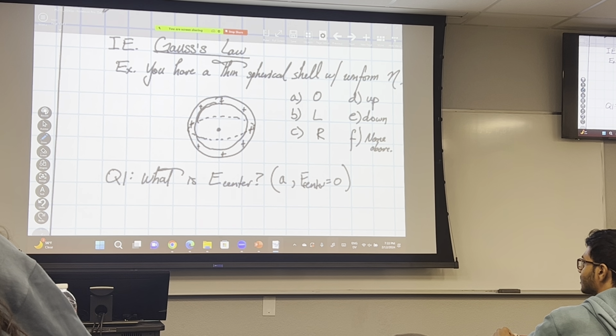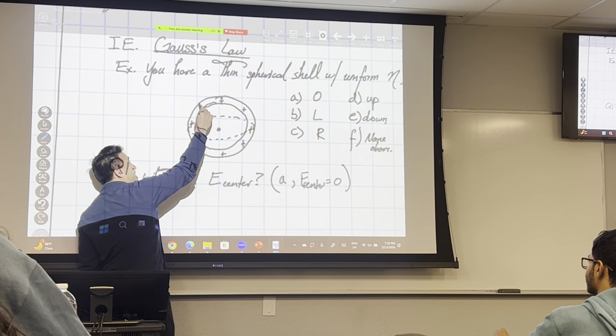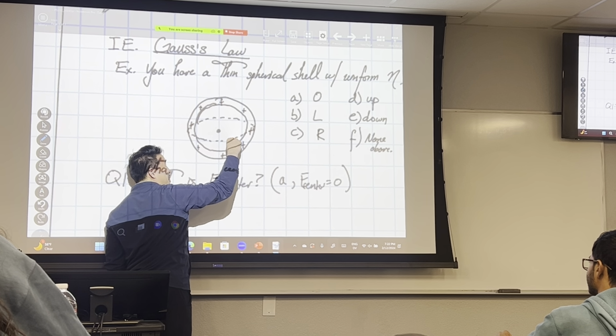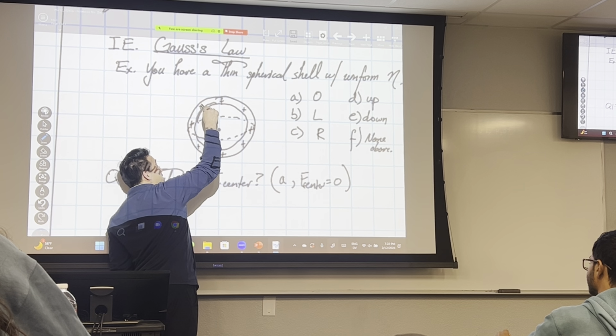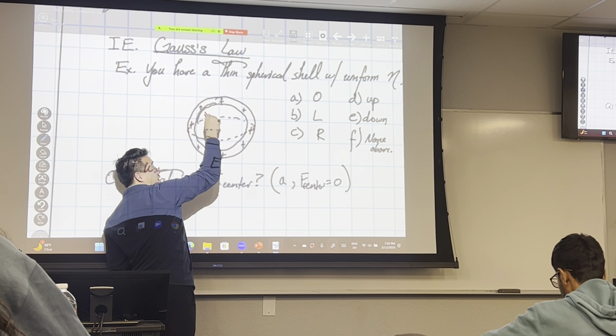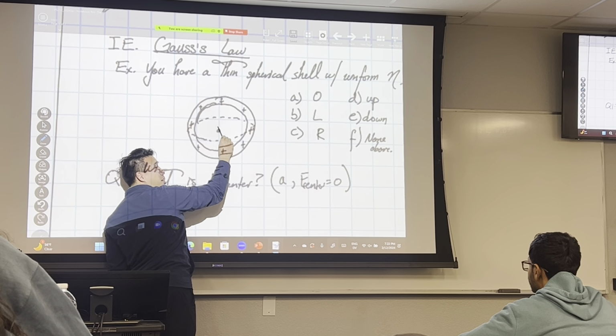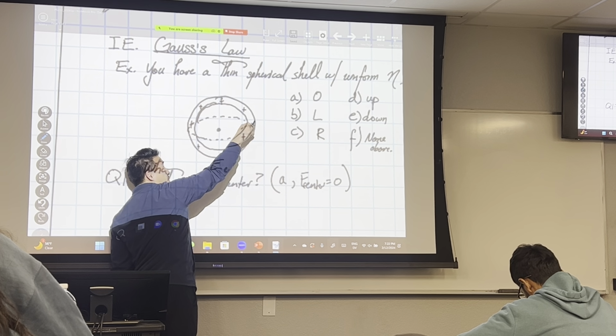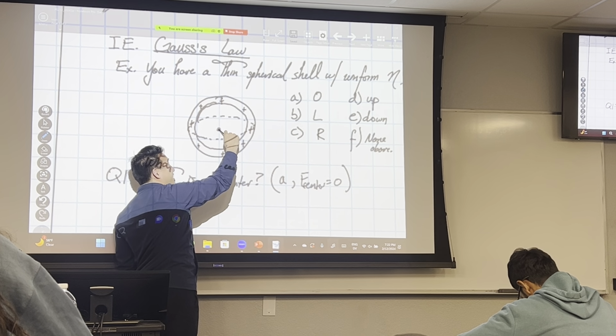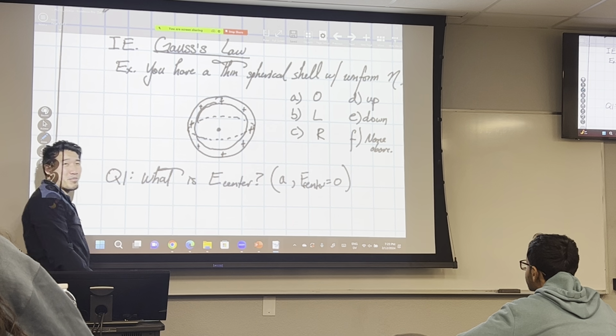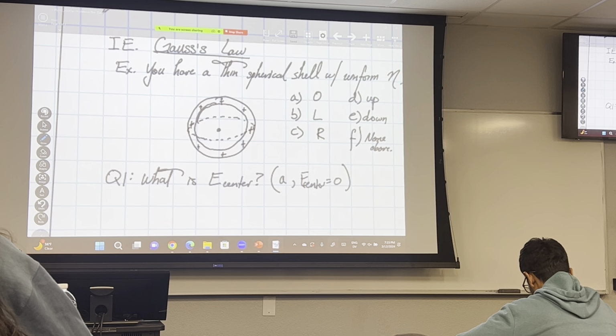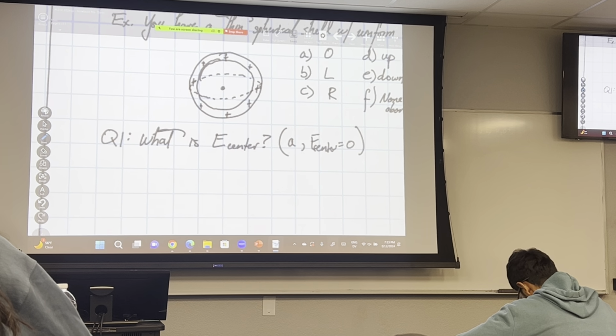Well, why is it 0? Just apply symmetry. From here, there's going to be an electric field that way, but for every contribution here, there's going to be something from here pointing the opposite way. And you just do it all throughout, right? For every electric field, there's a counter-electric field being generated. So the electric field at the center is going to be equal to 0.